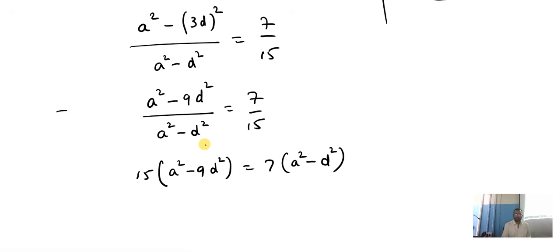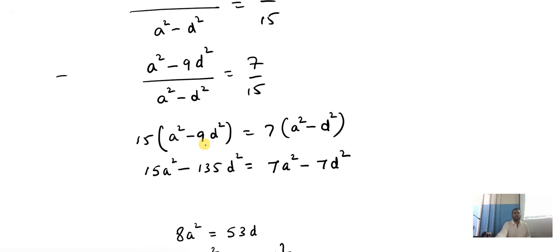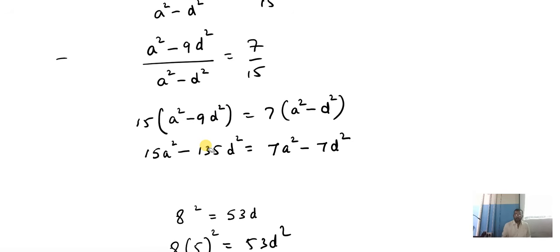15 into a square minus 9d square is equals to 7 into a square minus d square. Now 15 into a square, 15 a square, minus 15 nines are 135 d square. 7 into a square, 7a square minus 7d square. Now, can we take a terms one side and constant term other side? Yes, that also we can do.